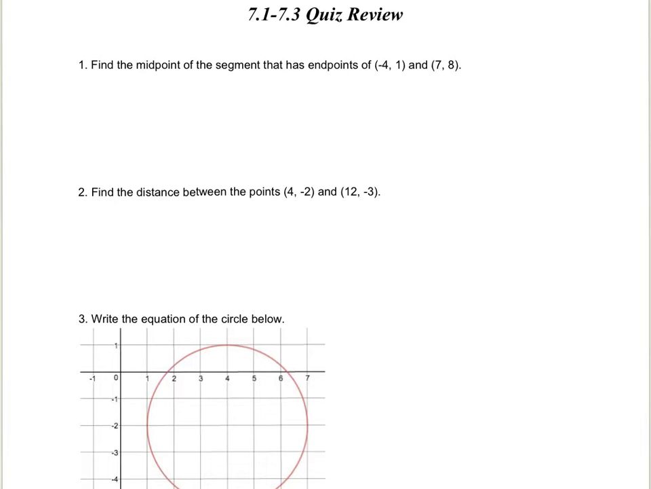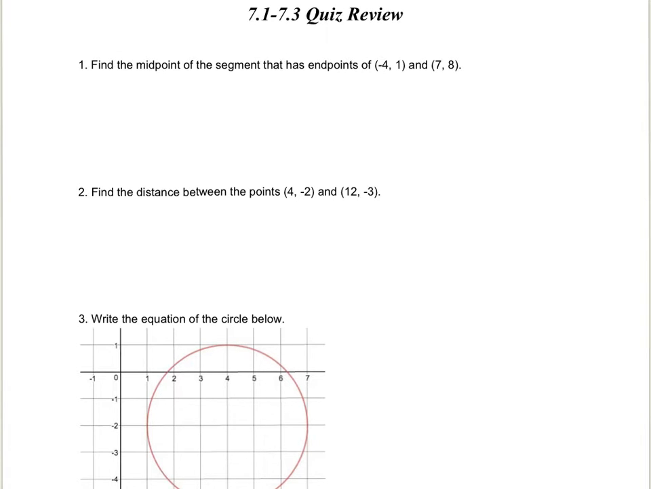Okay, let's look at a couple problems to review for our quiz on 7.1 through 7.3, which is on distance, midpoint formulas, circles, and parabolas. So this first question says, find the midpoint of a segment that has endpoints (-4, 1) and (7, 8).